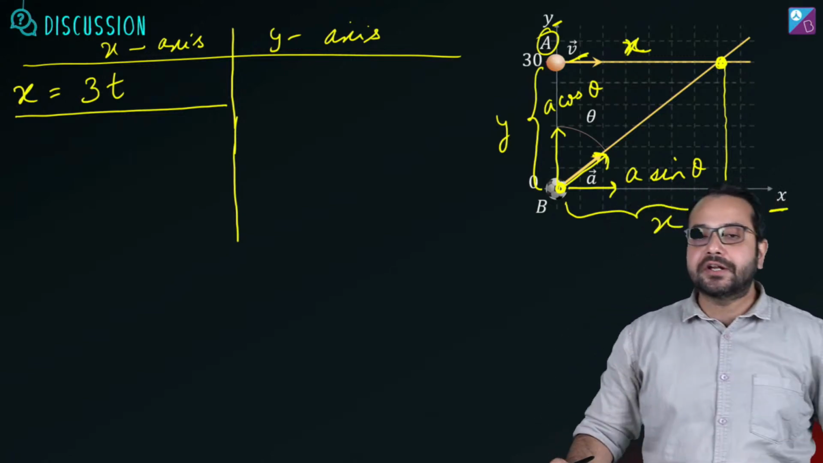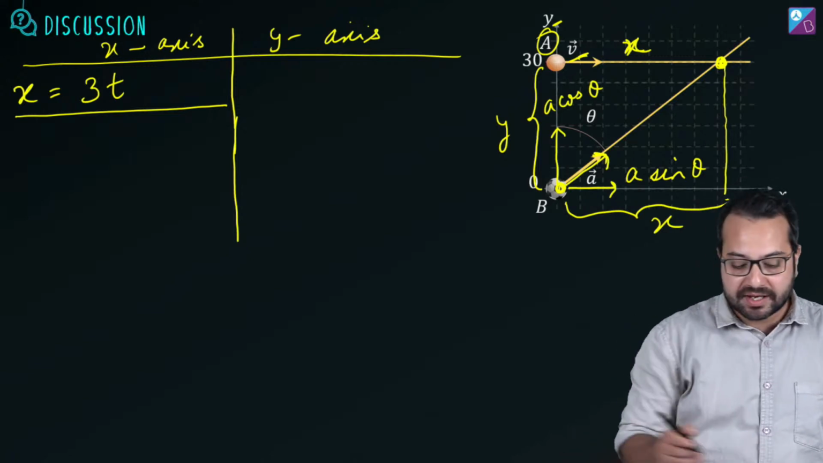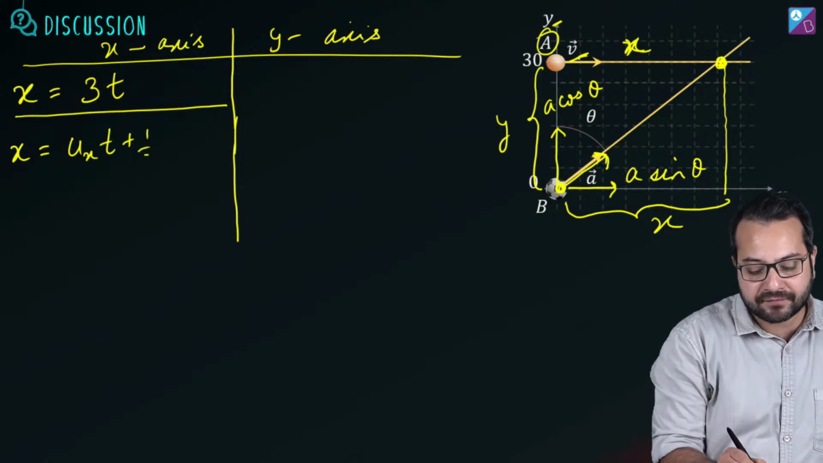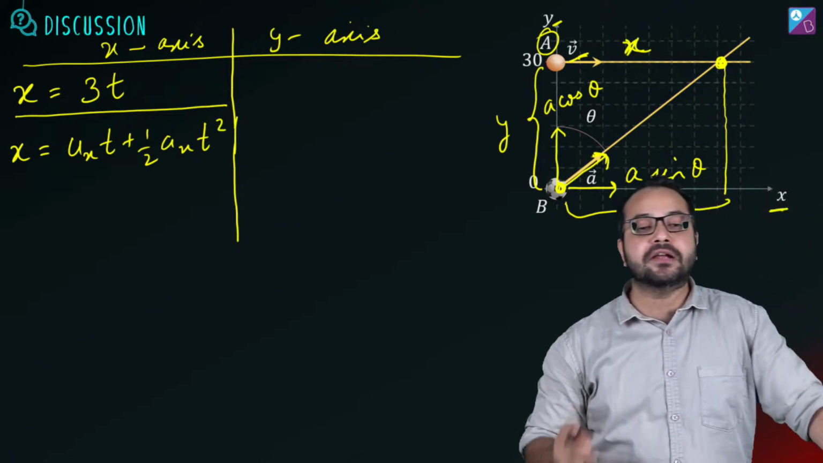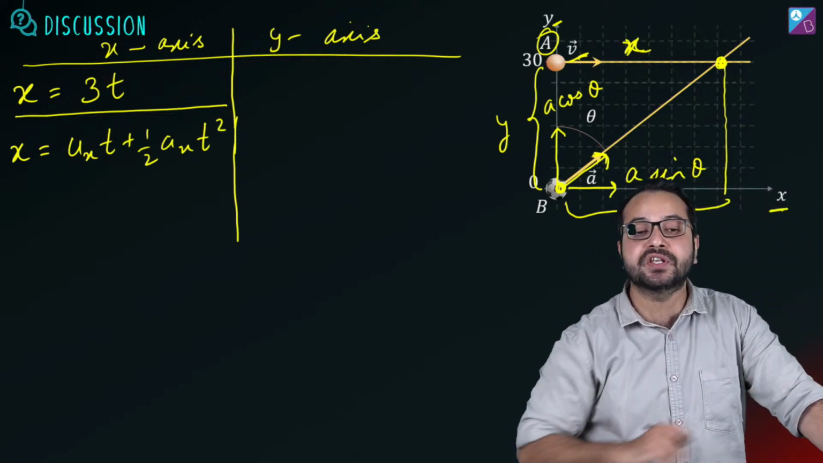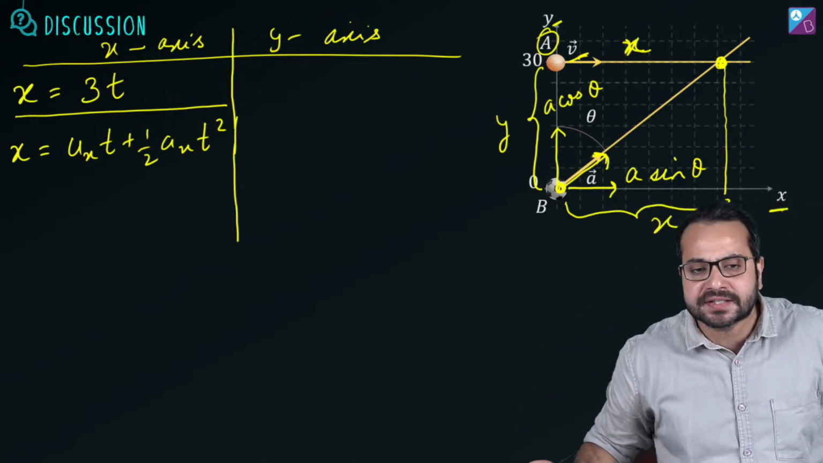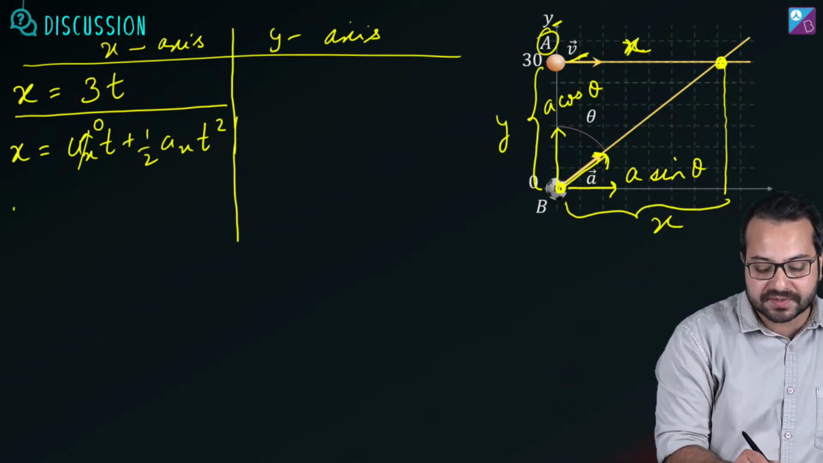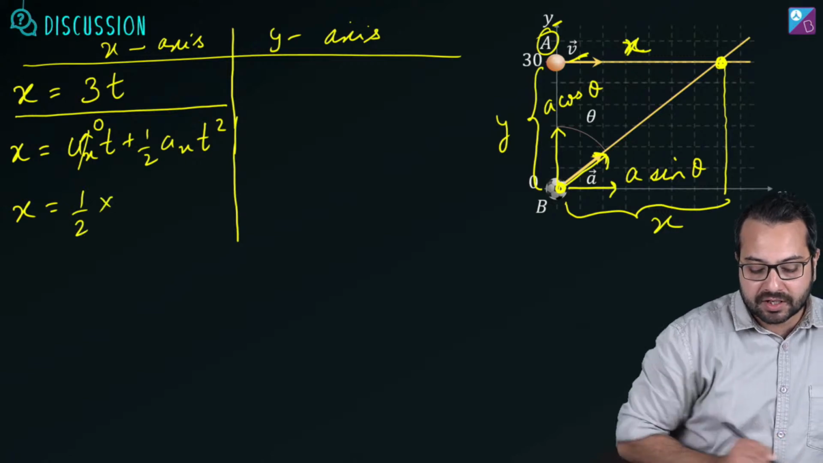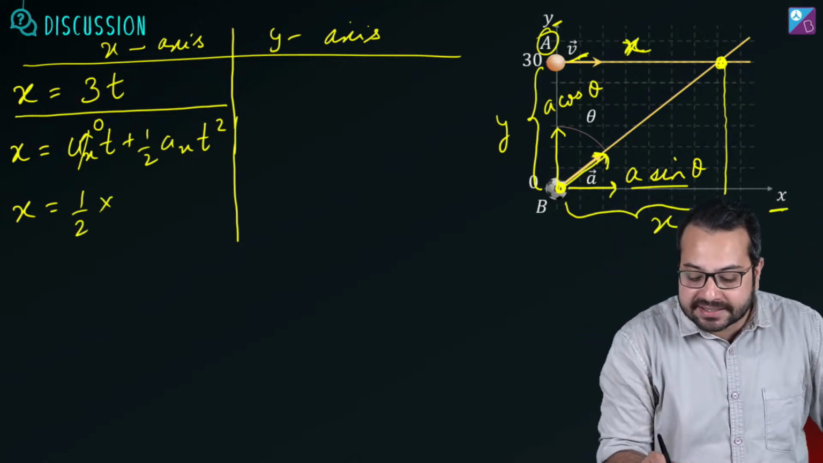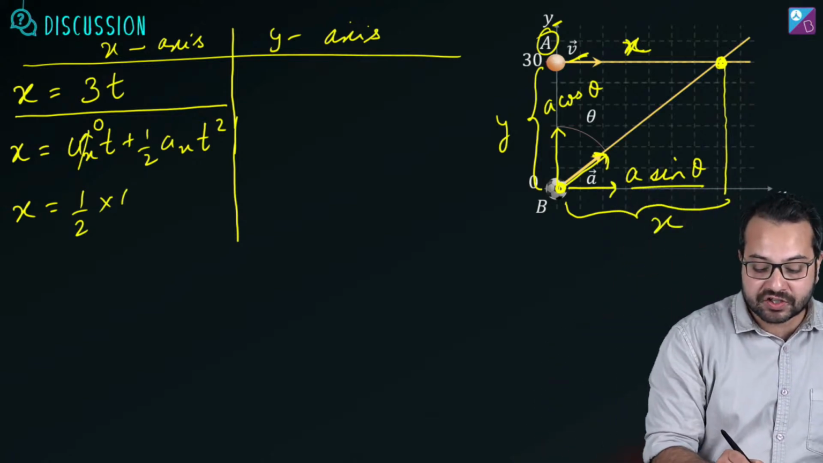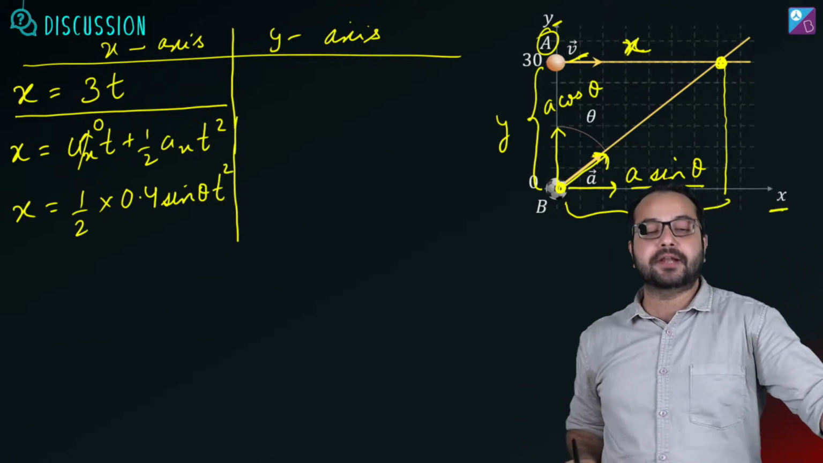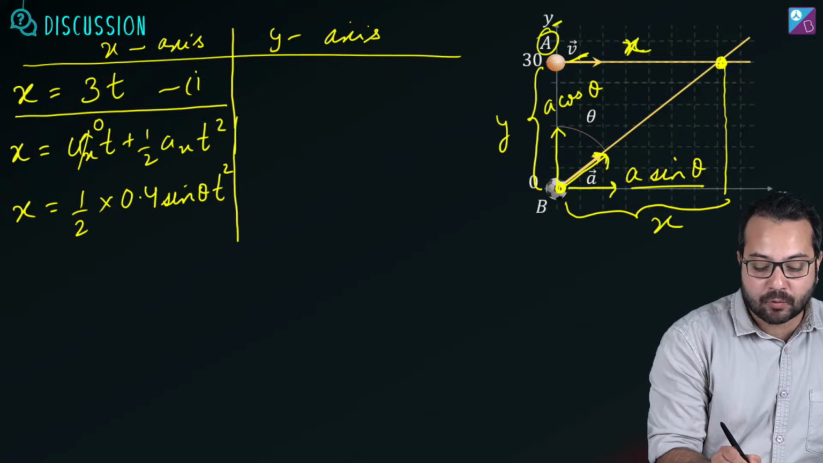Okay. So for the x motion of the ball, can I write x is equal to uxt plus half axt square? This I am writing for the ball. Of course I can do that. But what is the initial velocity? The initial velocity is 0. So what does this become? This becomes x is equal to half into ax, and ax is a sin theta. The value of acceleration given is 0.4. So this becomes x equals half into 0.4 sin theta multiplied by t square. Is that correct? So we have got one equation from here.